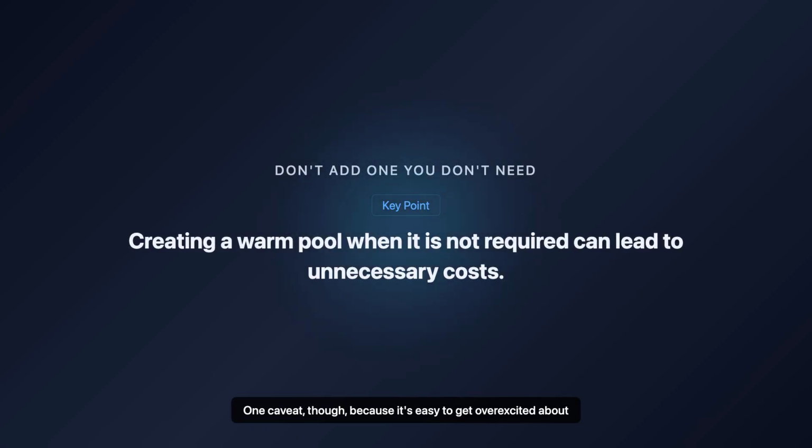One caveat, though, because it's easy to get overexcited about warm pools. Amazon Web Services warns directly that creating a warm pool when it isn't required can lead to unnecessary costs. Every pre-initialized instance still adds EBS storage charges. If your instances boot quickly and there's no noticeable latency when the group scales out, you don't need a warm pool at all. It's a fix for slow boot workloads specifically, not a default you sprinkle on everything.